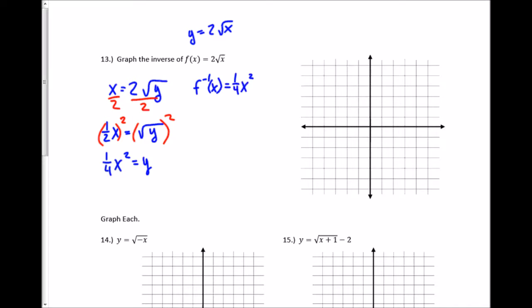And I know how to graph a 1/4 x squared. A 1/4 x squared is a parabola, and it's a parabola that's going to look like this. It's a wide parabola because it's being stretched vertically. It looks something like this. And of course, each of these values would be reflected.